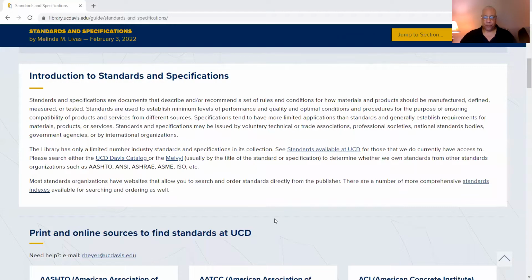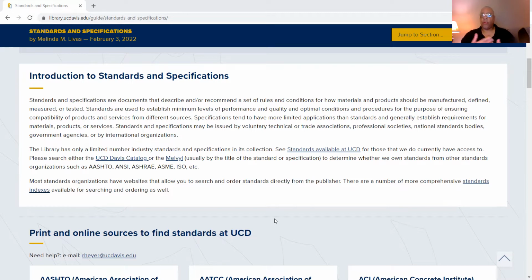Let me share my screen. Now, when we deal with standards and specifications, we're talking about documents that describe and or recommend a set of rules and conditions for how materials and products should be manufactured, defined, measured, or tested. Standards are used to establish minimum levels of performance and quality and optimal conditions and procedures for the purpose of ensuring compatibility of products and services from different sources.